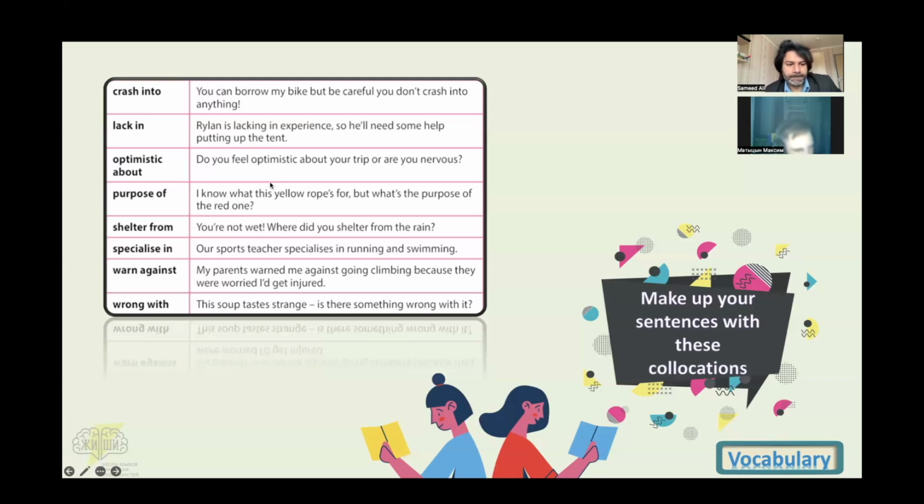Warn against. My parents warned me against going climbing because they were worried I'd get injured. Wrong with. The soap tasted strange. Is there something wrong with it?